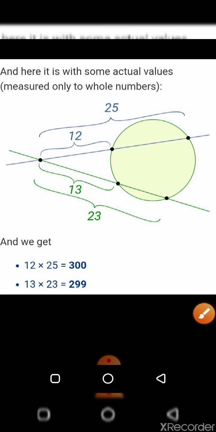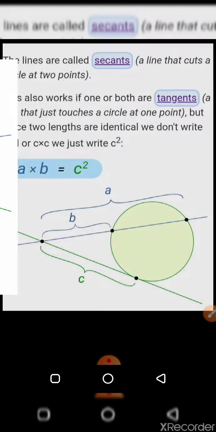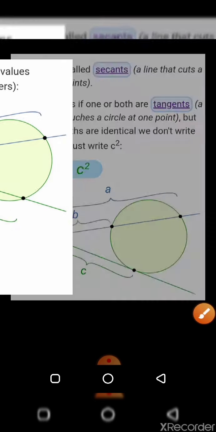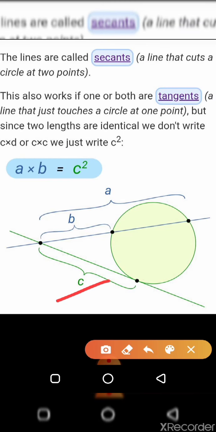Now, what about if we have a secant and a tangent at a particular point? Look at this. The lines are called secants. We have established that, right? And let's see a line that touches the circumference of the circle at just one point. We know from our last class that that is a tangent. So this line actually is a tangent line, and this is a secant line.